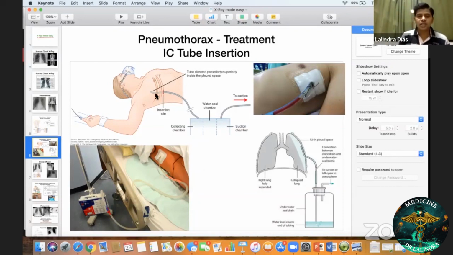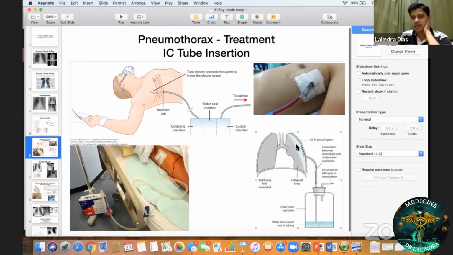So this is how you insert an IC tube through the lateral aspect of the chest wall. You insert the IC tube and allow it to be placed in the pleural space, and the other end of the IC tube you send to a water bottle, and this is called underwater seal. This is the pleural space. Here you can see air, and this is the IC tube catheter, and here you can see it's going to this bottle, and it is underwater seal.